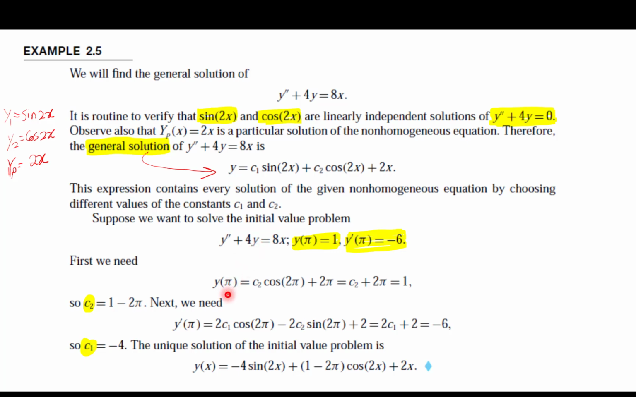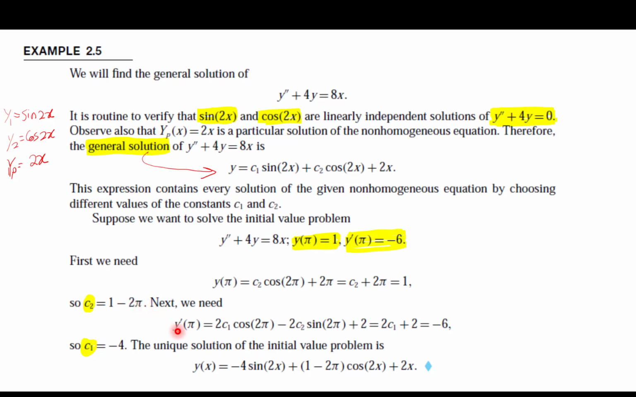In our equation, we have y of pi, which is the general solution. We have c1 sine 2x, and sine 2 pi is 0, so that term is already cancelled. Then we go to the second term, which is c2 cosine 2 pi, plus 2 pi. This equals c2 plus 2 pi equal to 1. And from here we can obtain c2 equal to 1 minus 2 pi, right?